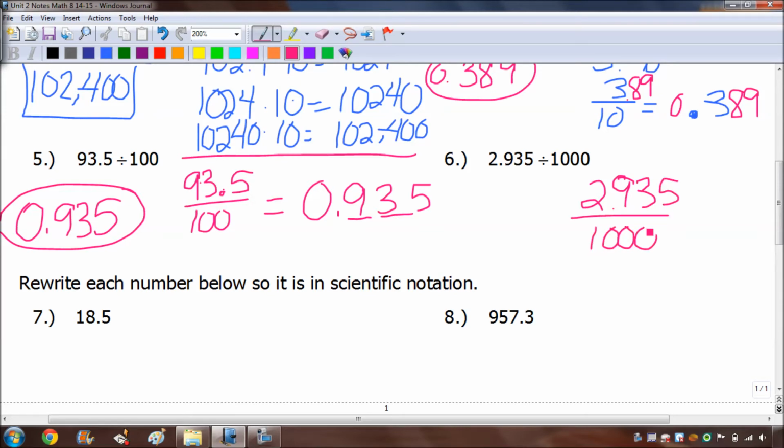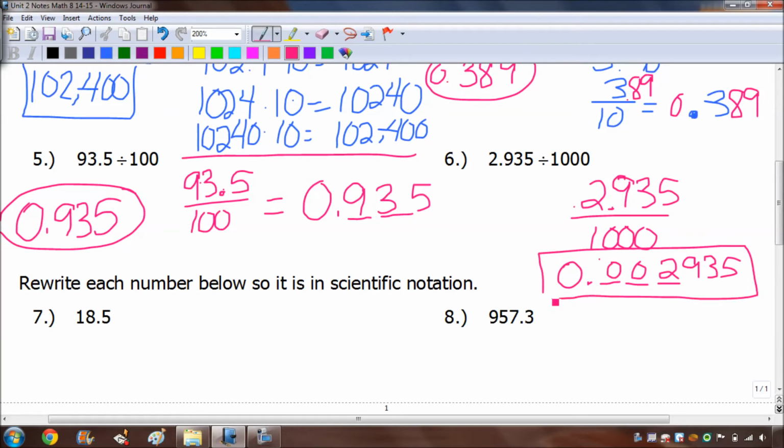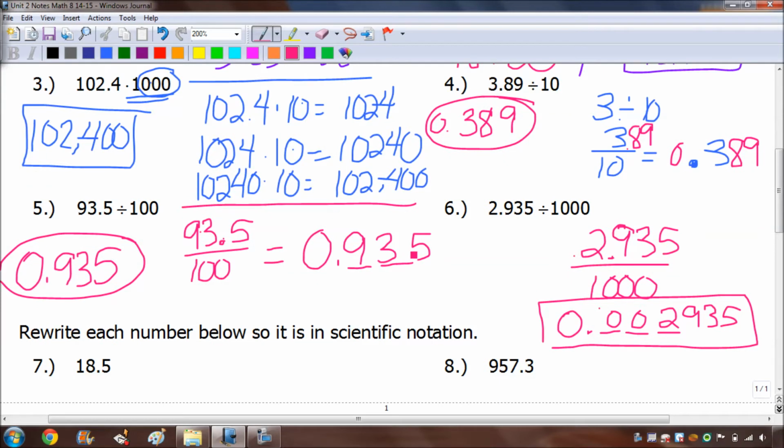Okay, so right here, this is 2 thousandths. So let's figure this out. Here's my tenths place, here's my hundredths place, here's my thousandths place, and I have just 2 thousandths. So I'll put a 2 right here, and then the 935 tags along, and then I put zeros to hold their places. So the answer to this is 0.002935.